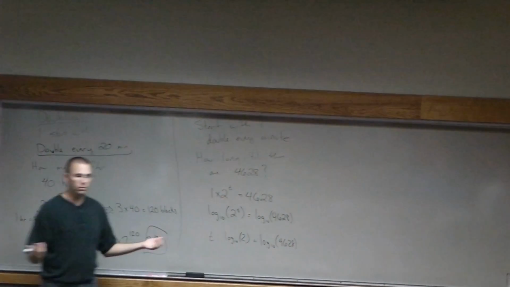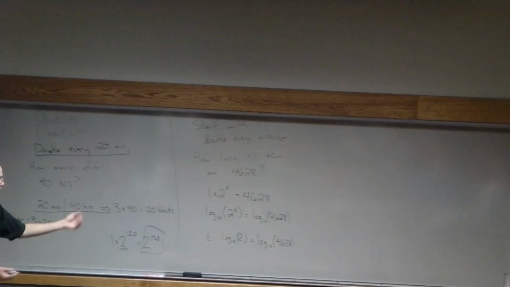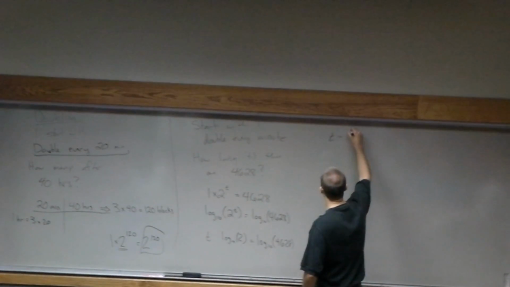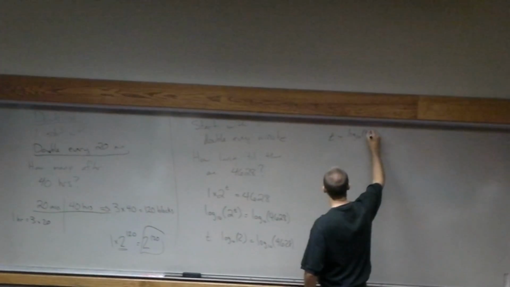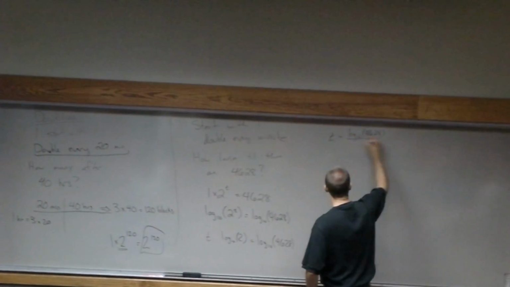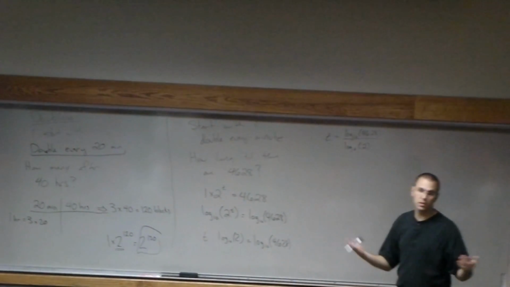Okay. And now what do we do? Now we just divide by log base 10 of 2, and we get t equals log base 10 of 4,628 over log base 10 of 2. And that's it. That's the answer.